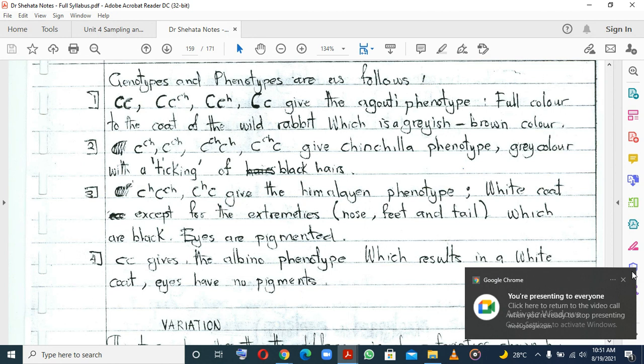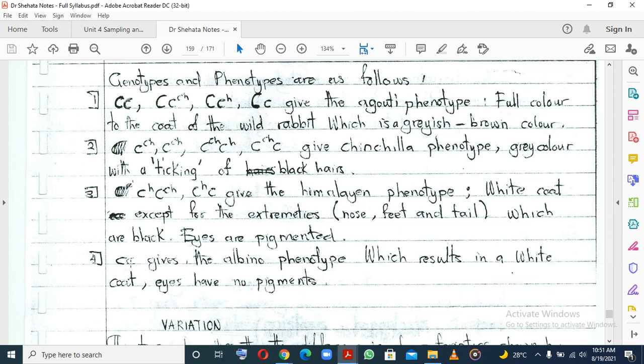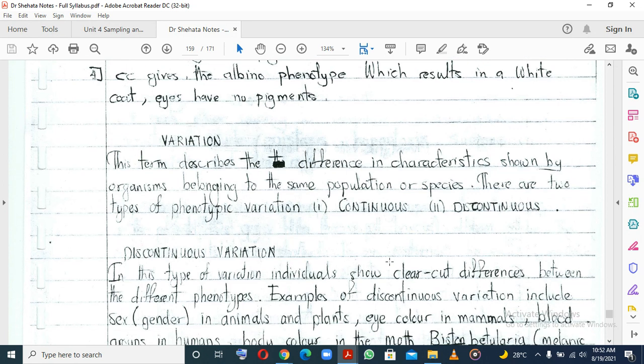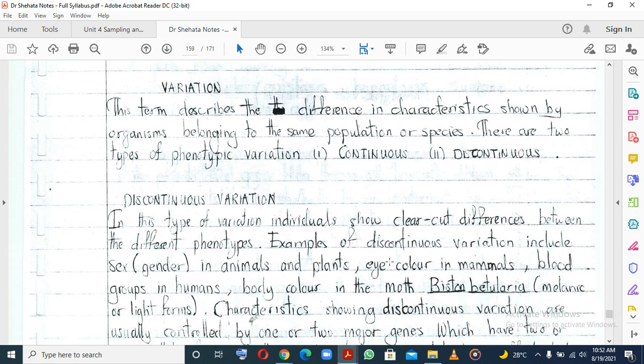Now we talk about albino. Since albino is the most recessive, the rabbit can only be an albino if only the albino alleles are present. If there is Himalayan, the Himalayan is what's going to be seen. If there is chinchilla, the chinchilla is what's going to be seen. If there is agouti, agouti is what's going to be seen. Therefore, the rabbit can only be an albino if it's homozygous recessive for the albino, meaning lowercase c. The albino phenotype is just a rabbit that's white, like a white rabbit, and the eyes have no pigment, because they're albinos.